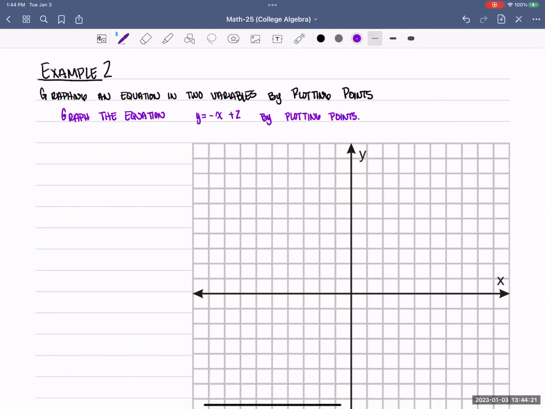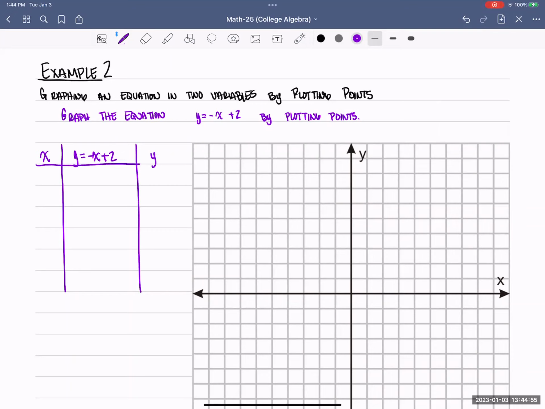Section 2.1, example 2, graphing an equation in two variables by plotting points. So graph the equation y equals negative x plus 2 by plotting points. We're going to start off with creating a table first with our x values, our equation so that we could calculate it here in the middle, and the last one, our y value. As I'm doing this, I'll talk about what we're looking for. We're looking for coordinates that we could graph just like we did in the first example.